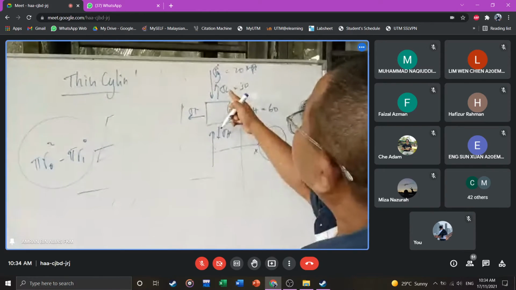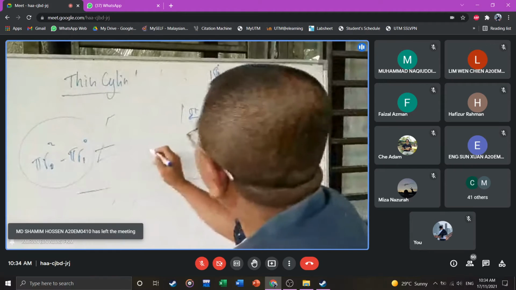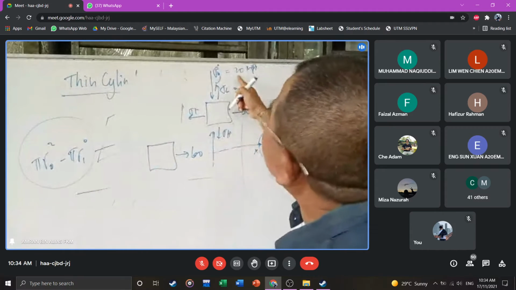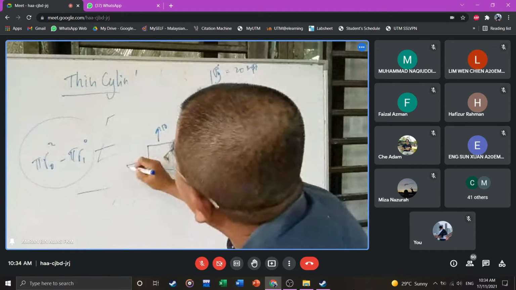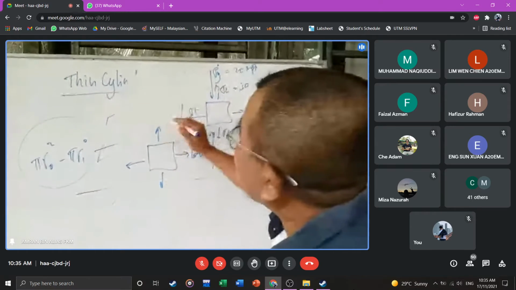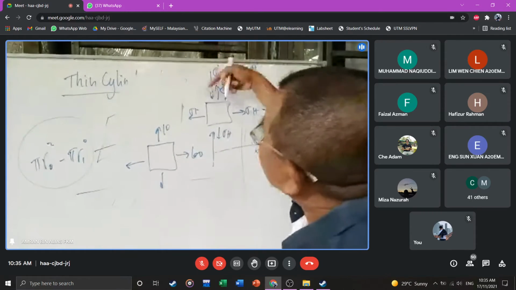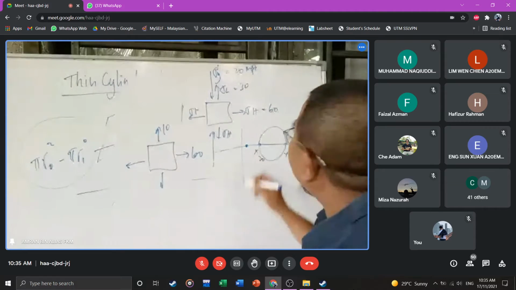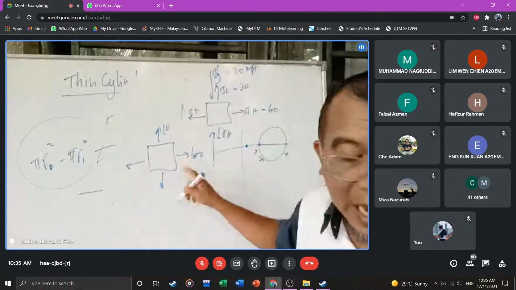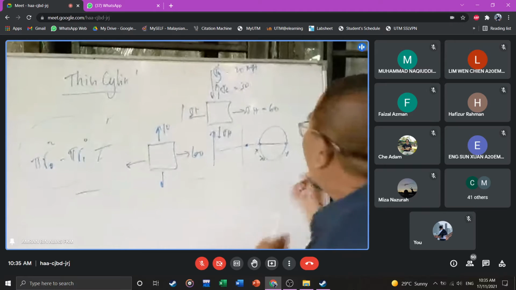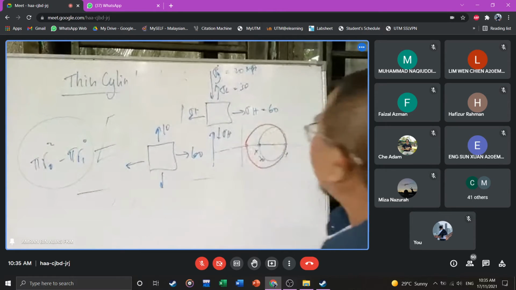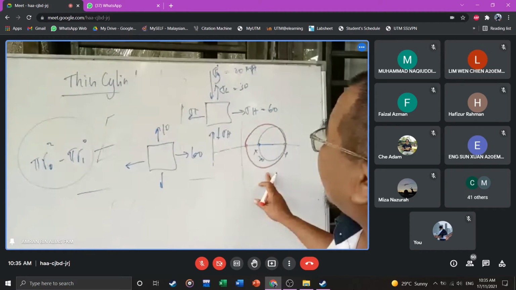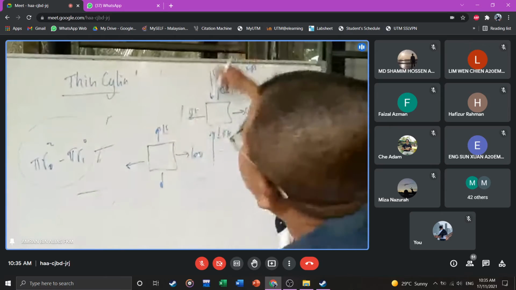So how do you solve that one? The new total is what? 60 there, and this one is 30 minus 20, which is 10. You see that? So it's not 30 anymore, but 10, and there's still 60 there. So the Mohr circle is like that. Are you with me? Yes. This is the new Mohr circle if there is a force there.